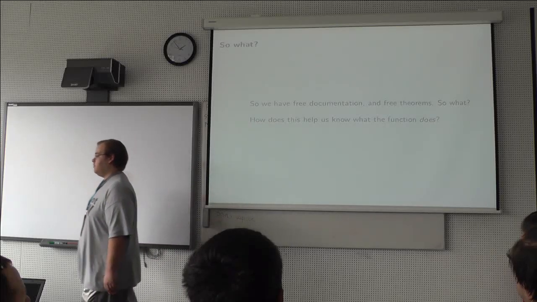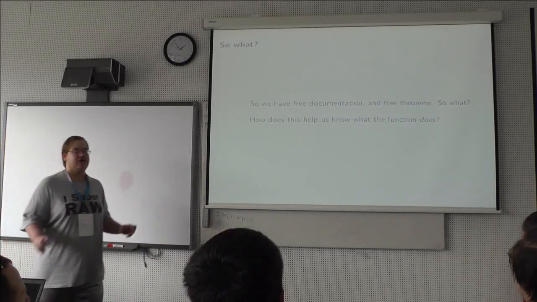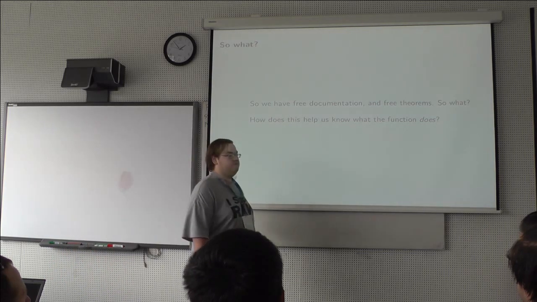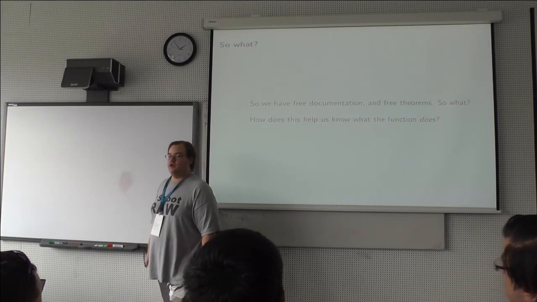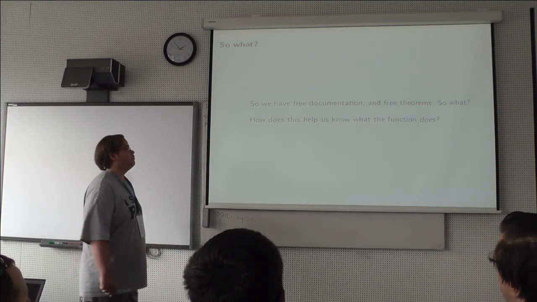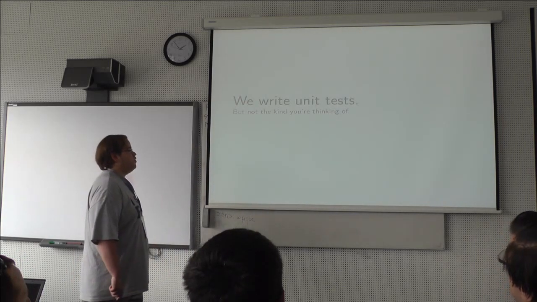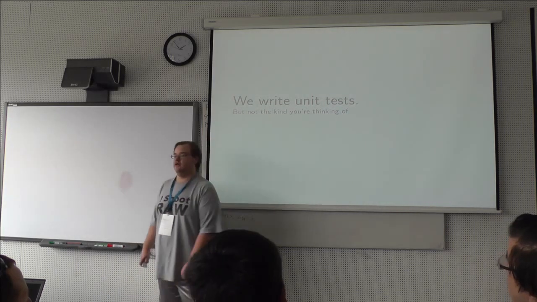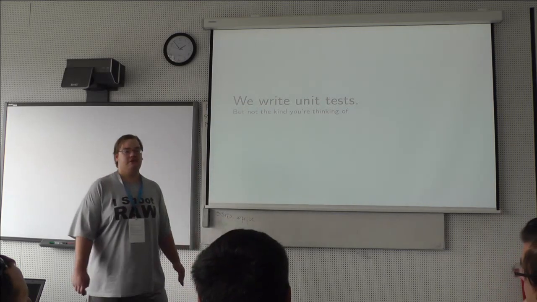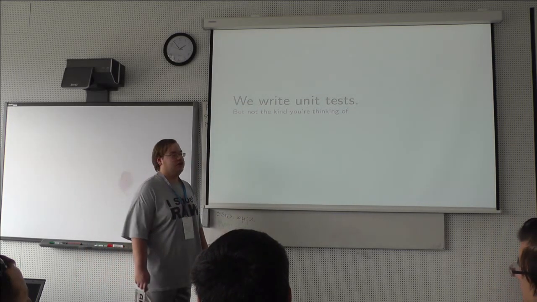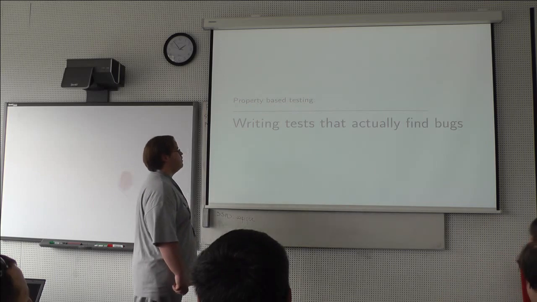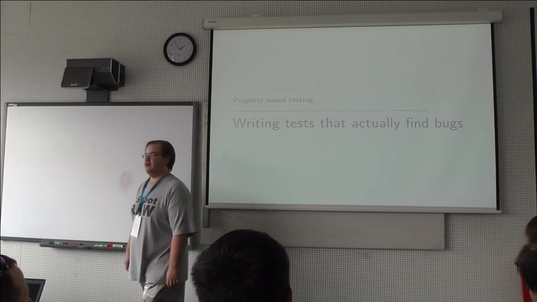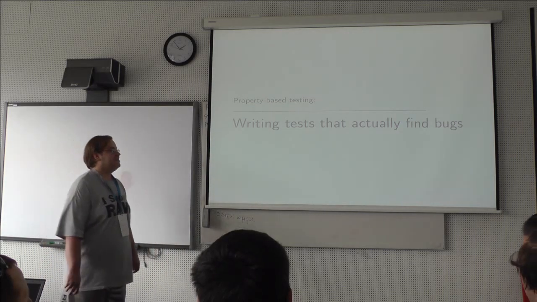We're able to generate theorems about what these polymorphic or generic functions do. So we have kind of free theorems, as the paper called it, but we still don't know what the function actually does. So then we are reduced to writing some kind of unit test, but not the standard kind of unit test that you're thinking of. There's other ways of writing tests that really actually tell us what is going on. So I'm going to talk about property-based testing, and I'll call these writing tests that actually find bugs.